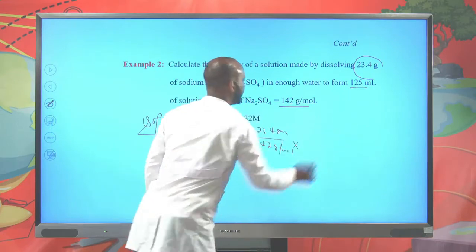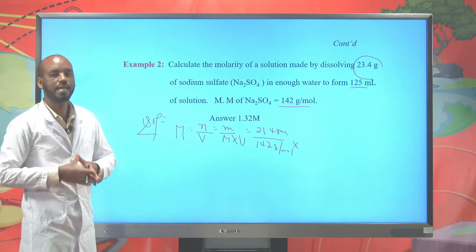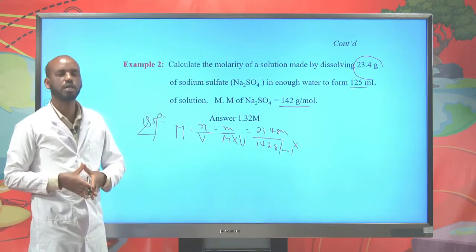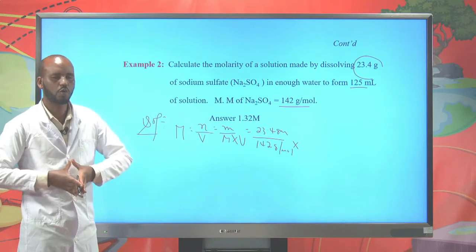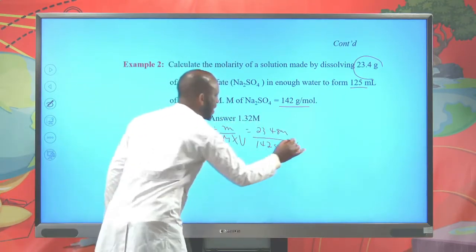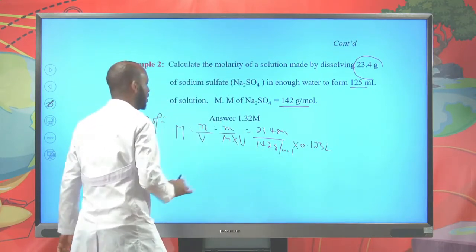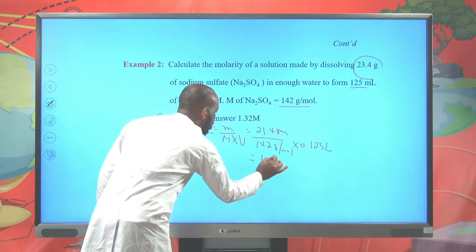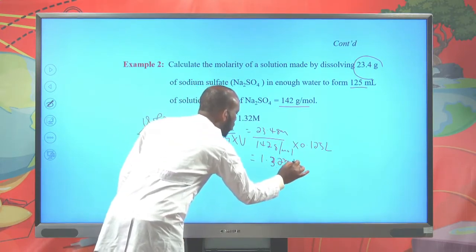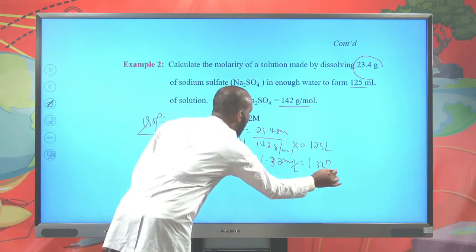125 milliliters is the volume of the solution. You have to convert it into liters because the units of molarity is mole per liter, which is known as molar. 125 milliliters is the same as 0.125 liter. This equals 1.32 mole per liter, equal to 1.32 molar.